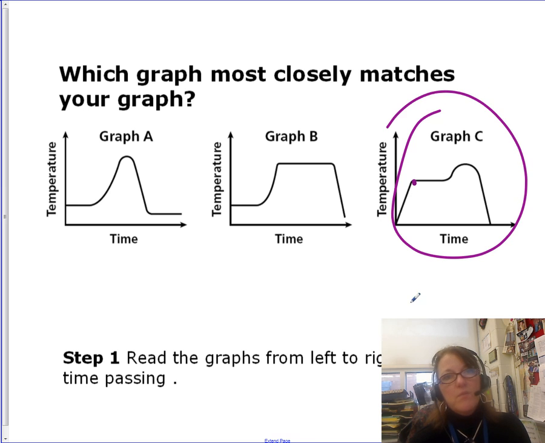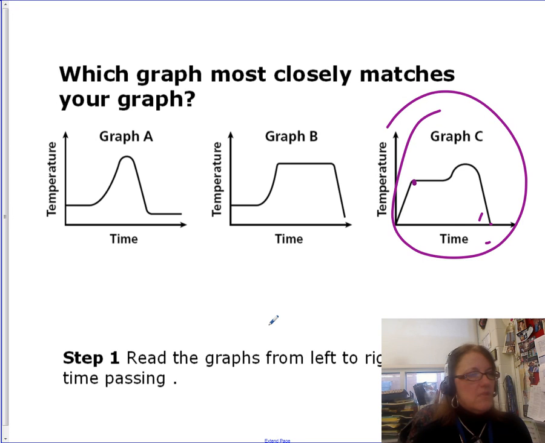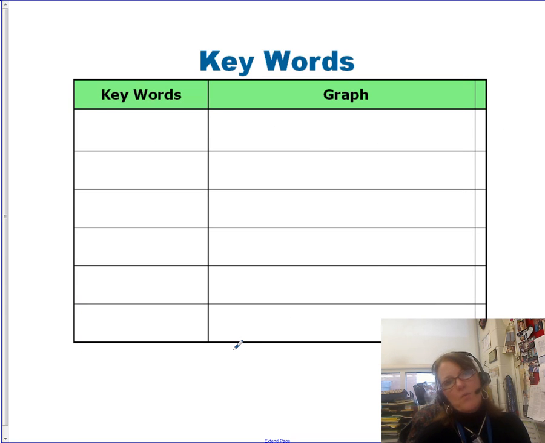I would choose C. Remember, increasing, constant, a slight increase, a sharp drop. Okay, now just because this went all the way down to the x-axis and yours didn't, that's no big deal. We're trying to get you focusing on the description and how that would translate.